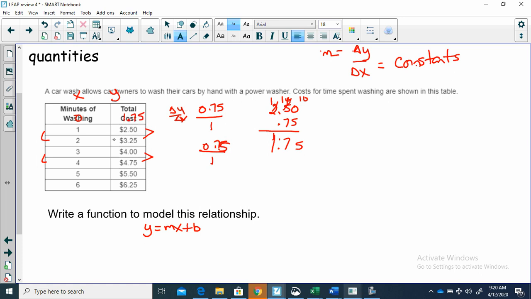It's $1.75 at 0 minutes. It's a $1.75 flat fee. So our b is $1.75. That's what we start with before we add any minutes to our wash. y is equal to, we've already figured out our change in y over change in x, our m. It's 0.75. So our equation is y is equal to 0.75x plus $1.75. That means we started at $1.75. Our rate of change is 75 cents per minute. We add 75 cents for every minute that we wash the car.